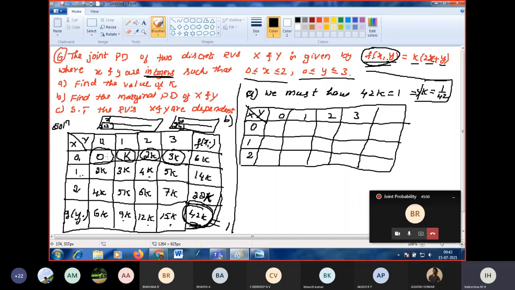So here you can see 0, I am writing 0 as it is, k is 1 by 42. 2k means 2 by 42, 2 by 42, 3k means 3 by 42. Next for 1, 2k, that is 2 by 42, 3k means 3 by 42, 4k means 4 by 42. Next 5k means 5 by 42. Next 2, that is 4k, that is 4 by 42. Next 5k, 5 by 42, 6k, 6 by 42, 7k, 7 by 42. Now go for the marginal values.